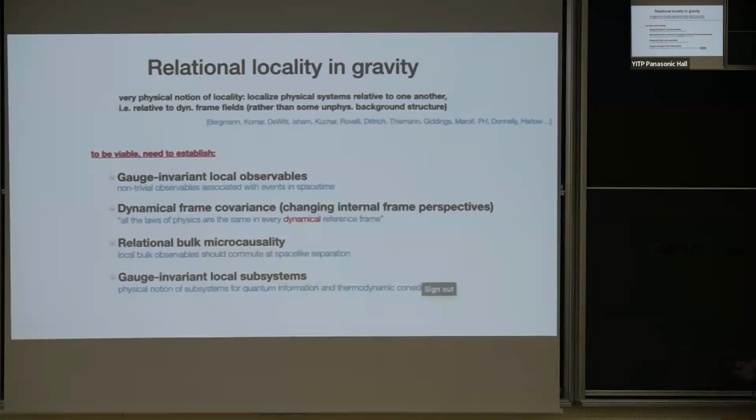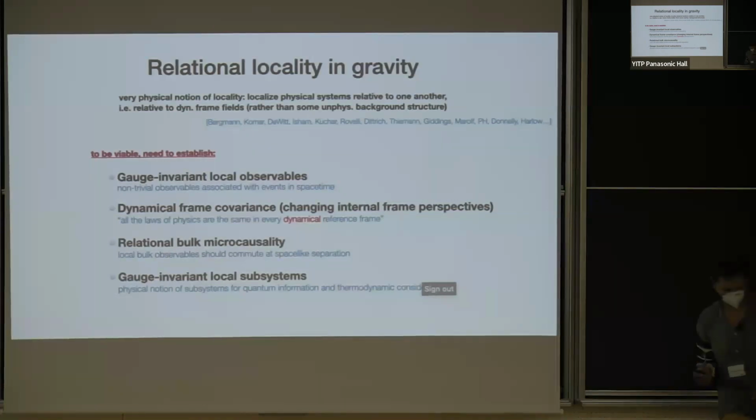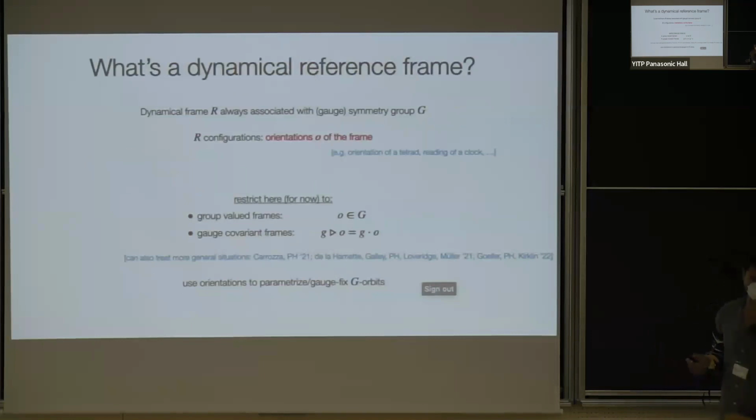And when it comes to locality, important notions such as bulk microcausality should of course be respected, and this should be done relative to a frame. So relational observables should commute at space-like separation, and we also want a gauge invariant notion of local subsystems, so that we can run all kinds of notions from quantum information theory or even thermodynamics in space-time. Hopefully I'll explain at least some of these things in the coming slides. I will at times be talking about gauge theories but mostly about gravity.